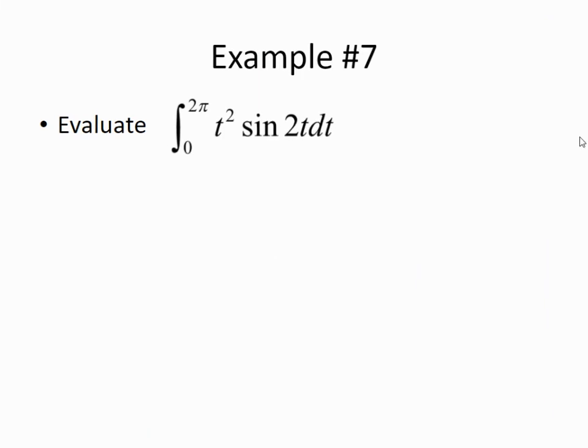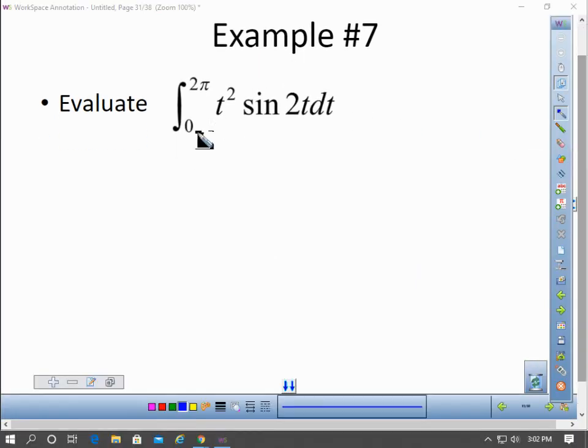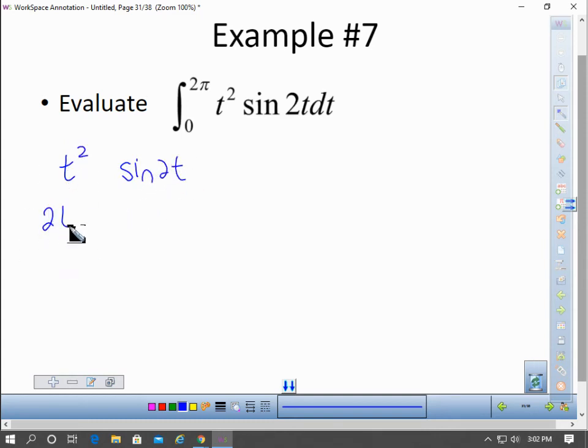Next problem, number 7. I just got one more after this and we'll be good. All right, this one's looking like it would be a good tabular problem because I've got a t squared and then I've got sine of 2t. So the derivative of t squared is 2t, derivative of 2t is 2, derivative of 2 is 0.